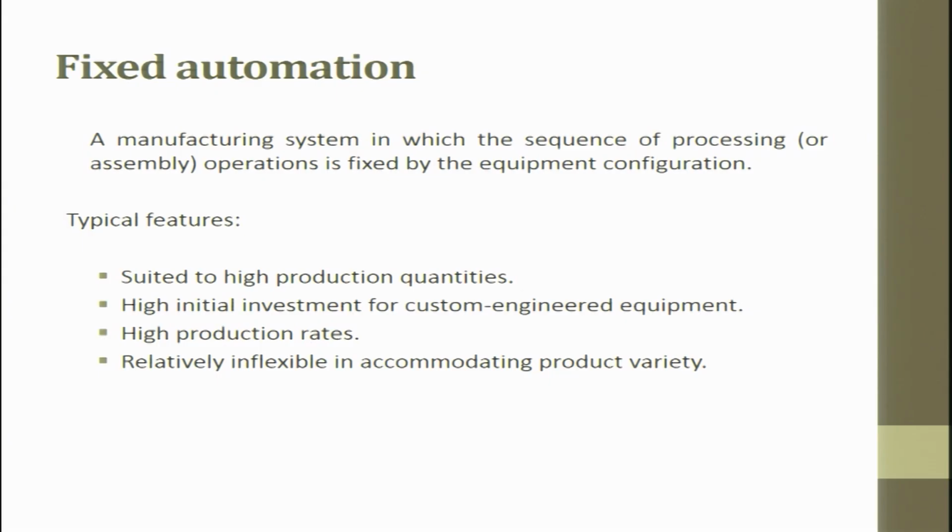When we talk about fixed automation, it is a manufacturing system in which the sequence of processing operations is fixed by the equipment configuration. It is suited for high volume production. It has a very high initial investment cost. Its production rate is very high. It is relatively inflexible in accommodating product variety. So, when you look at it, suppose you look at variety and volume.